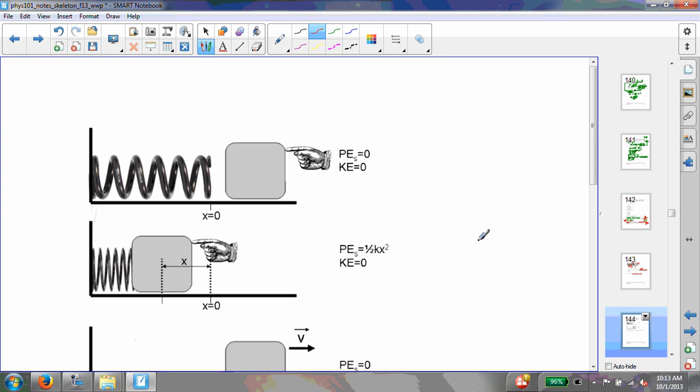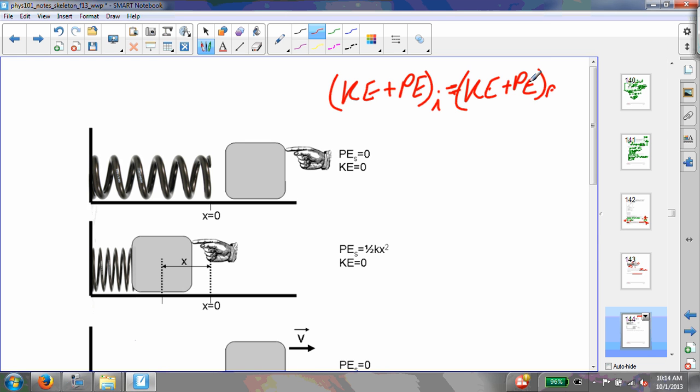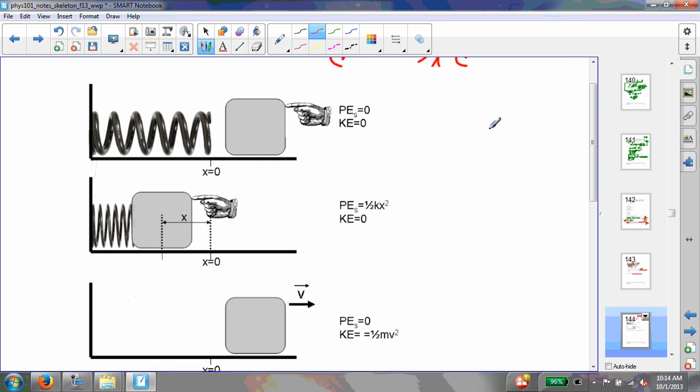Now, if we have a scenario where we have energy involved, we can say, just as we did before, that the kinetic energy plus the potential energy initial is equal to the kinetic energy plus the potential energy final. This is just our conservation of energy, and this is true still for springs, although in this case our potential energy is not going to be gravitational potential energy, but elastic potential energy. So let's look at these three scenarios. Here, where the spring is not compressed and it's not moving, they're both equal to 0.